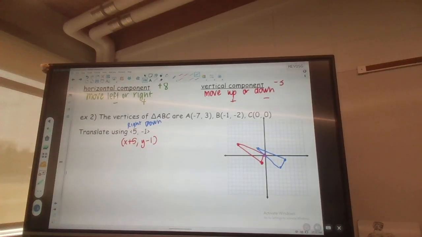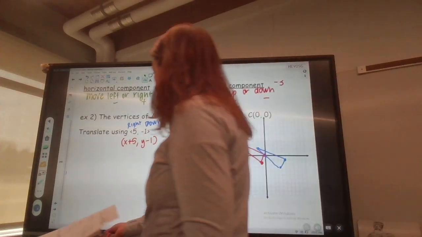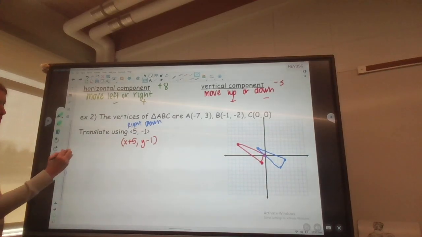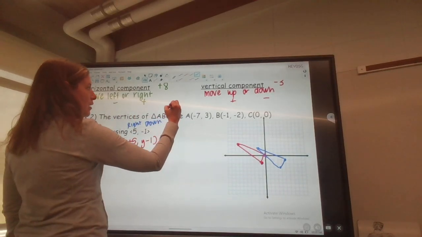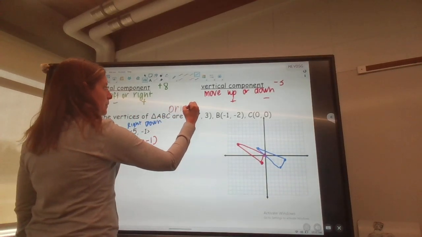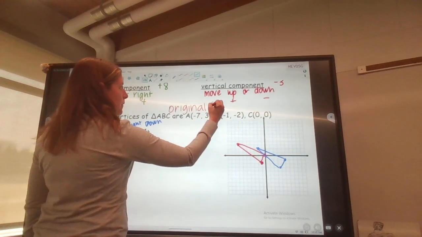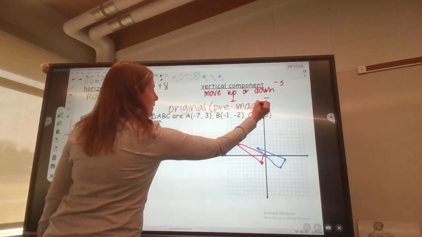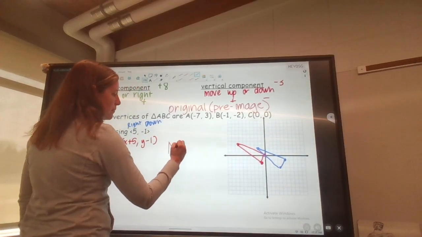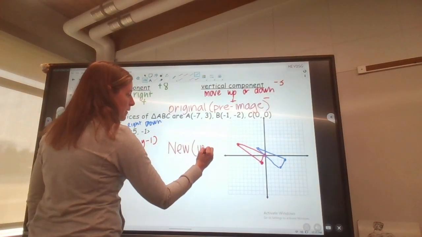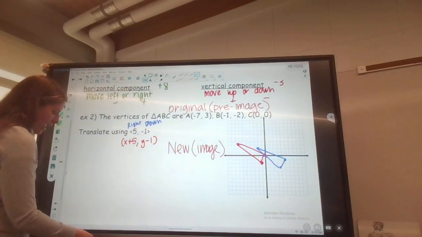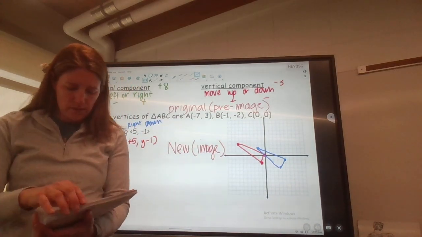Oh, and just to remind you guys, make sure it's clear, the original is called the pre-image, and then the new one is called the image. So there's a question they ask about that, and so just to be clear on that.